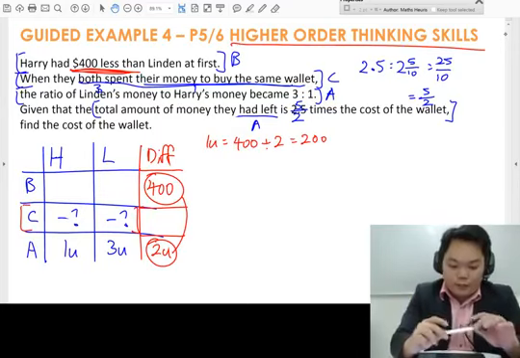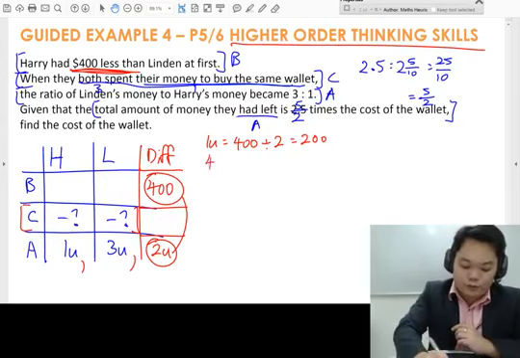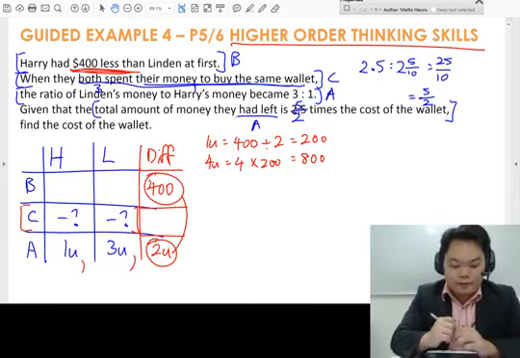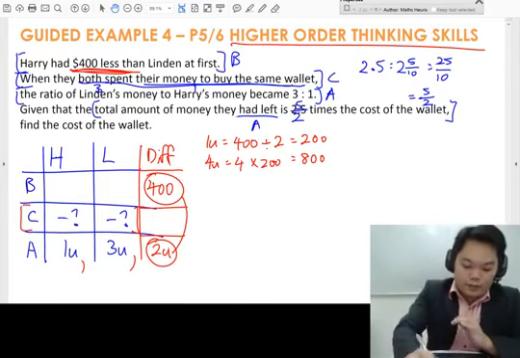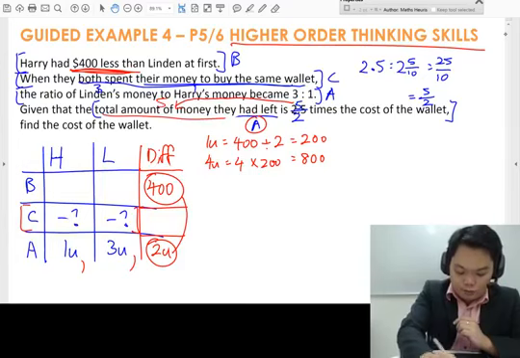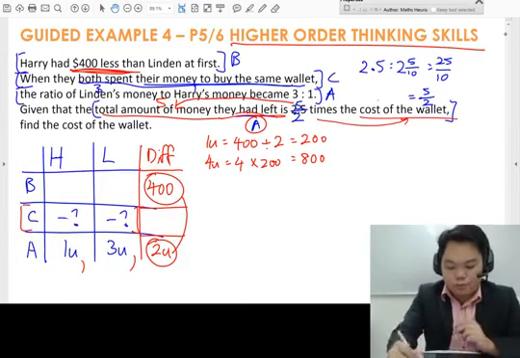The total amount of money they have left will be 4 units, correct? So 4 units must be 4 copies of 200. That will give you 800 over here. Correct? And now we look at this last part here. The total amount of money they had left is 5. The cost of the wallet is 2.